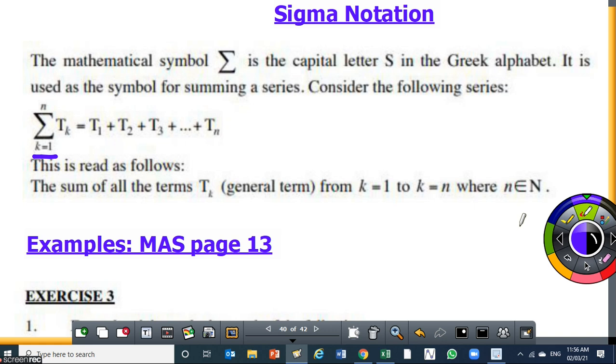Can I carry on? Because I need to finish this. Okay, so let's do some examples.